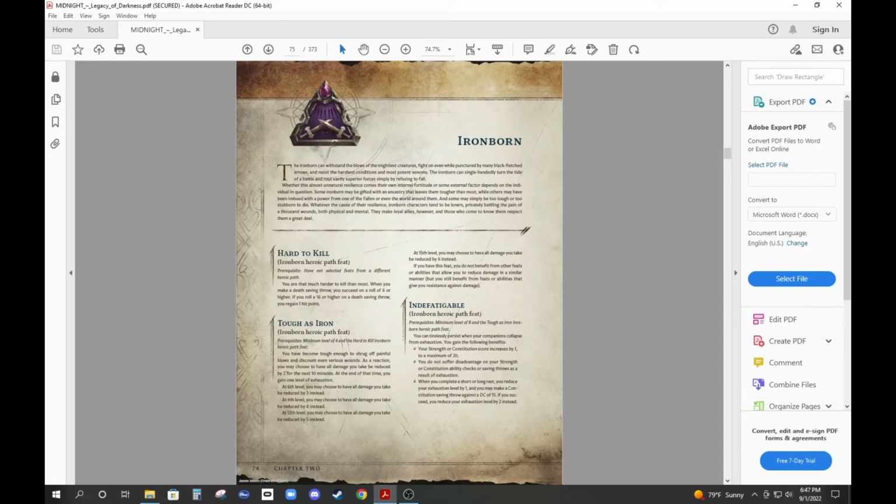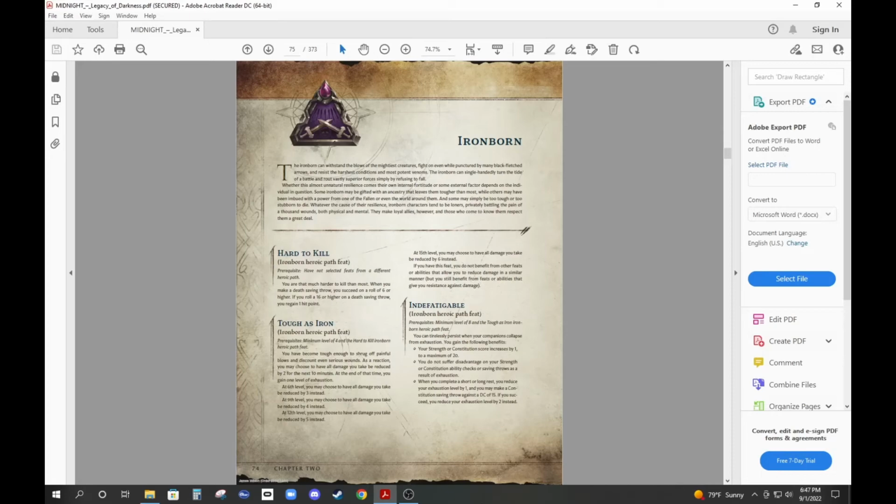Then we have the Ironborn. The Ironborn can withstand the blows of the mightiest creatures, fight on even while punctured by many black-fletched arrows, and resist the harshest conditions and most potent venoms. The Ironborn can single-handedly turn the tide of a battle and rout vastly superior forces simply by refusing to fall.